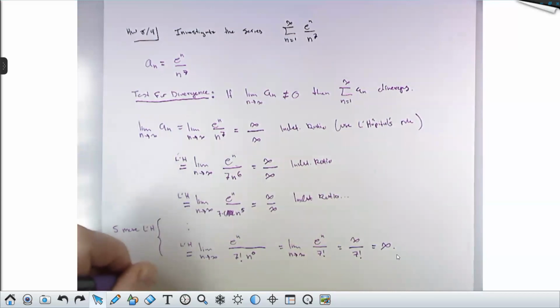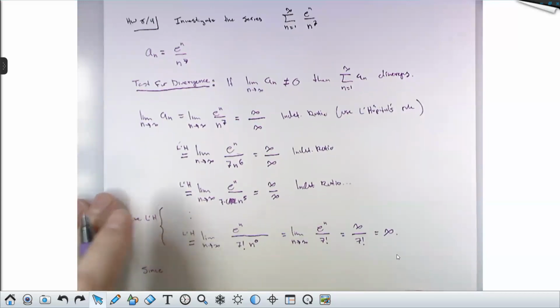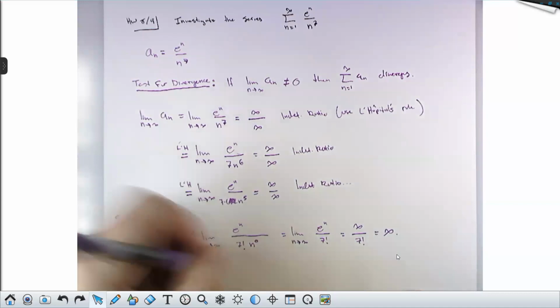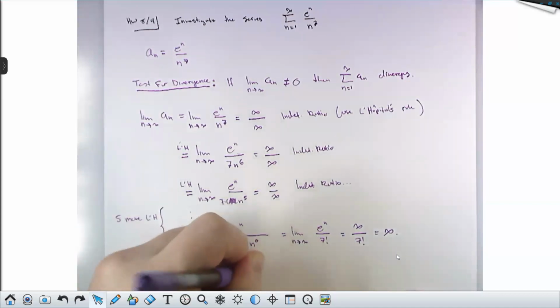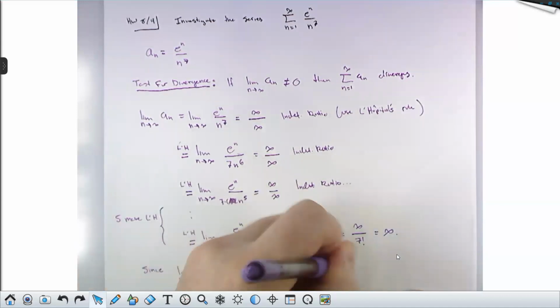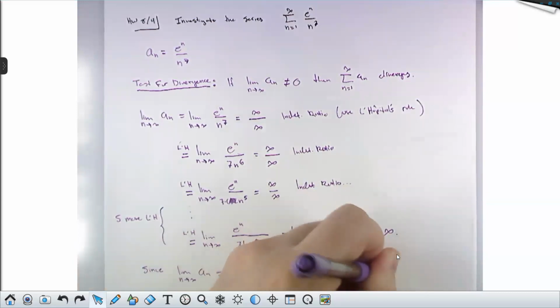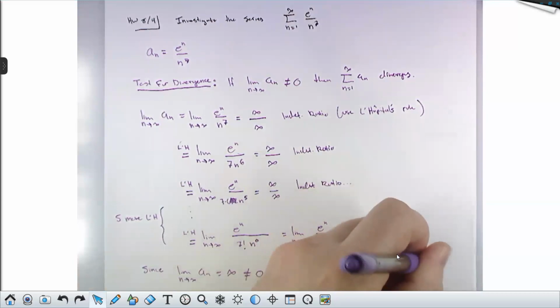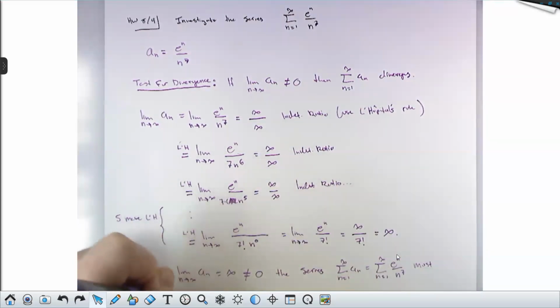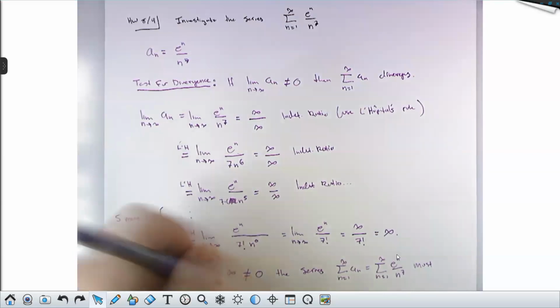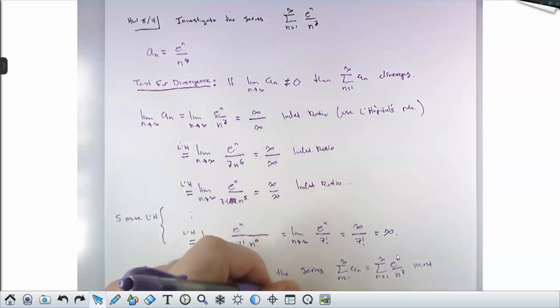And I would finish things down here. Remember, you have to be writing in complete sentences. You have to be applying the logic of the theorems. Since the limit as n goes to infinity of the an is positive infinity, which is definitely not zero, the series sigma n from 1 to infinity of an, which is sigma n from 1 to infinity e to the n over n to the 7, must diverge by the test for divergence.